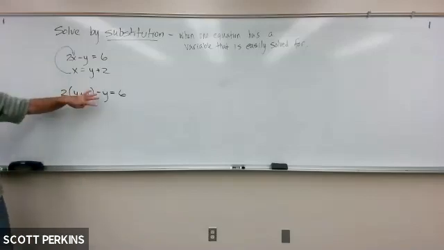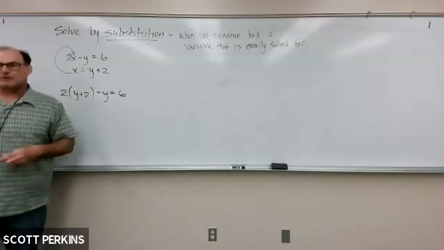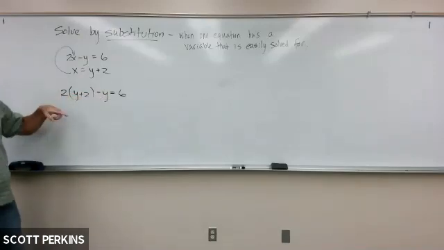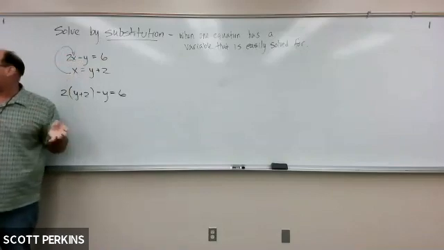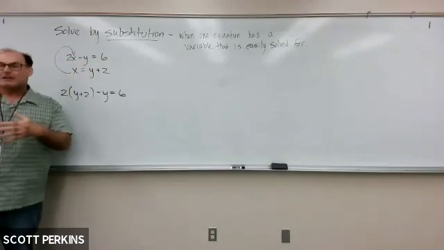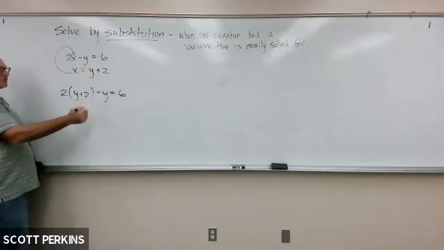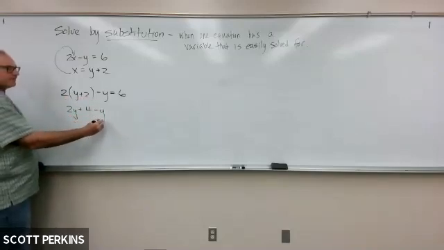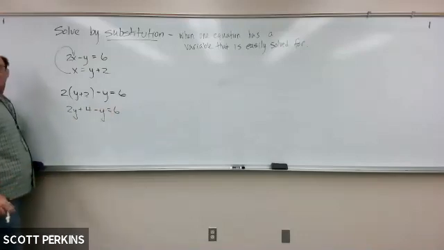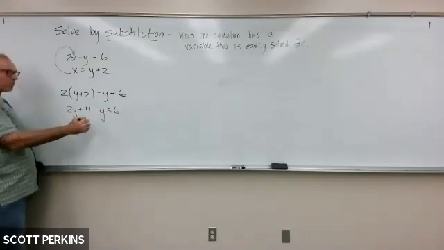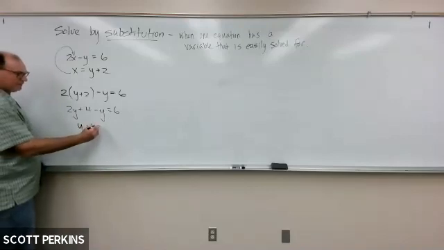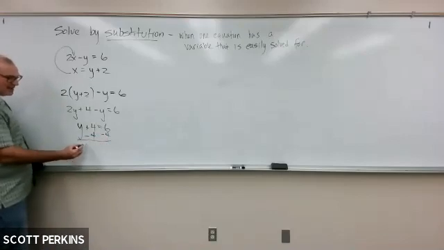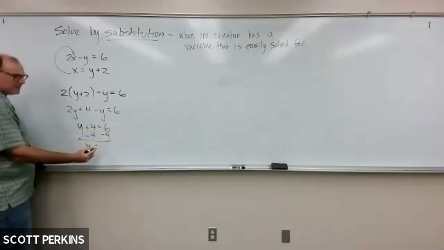Once you're able to do that, you've done the hardest part to this. The rest of this is stuff we've already done. We're going to solve this, and then we're going to put the number back into one of the equations and get the other number. And the rest of this hopefully looks familiar. So I'm going to distribute. I've got 2y. 2 times 2 is 4. I'm going to collect my like terms. 2y minus y is 1y. I'm going to subtract 4 from both sides, and I end up with y is equal to 6 minus 4 is 2.